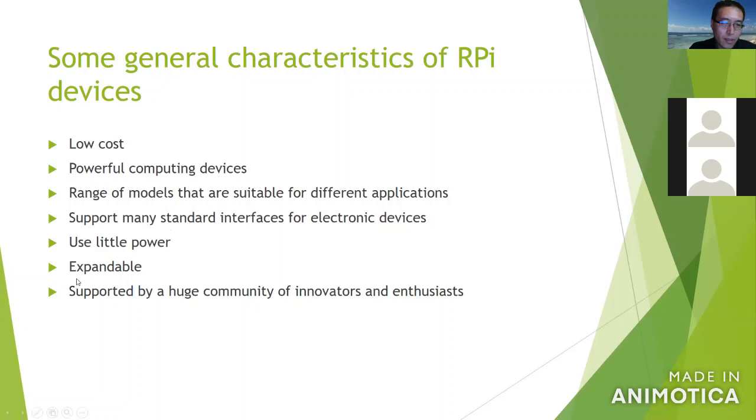Because Raspberry Pi uses Linux operating system, it's supported by a huge community of innovators and hobbyists. So whenever you have certain problems or you need some kind of programming examples, it's very easy for you to find help from the internet because it's supported by a huge community. So all these are general characteristics of Raspberry Pi devices.